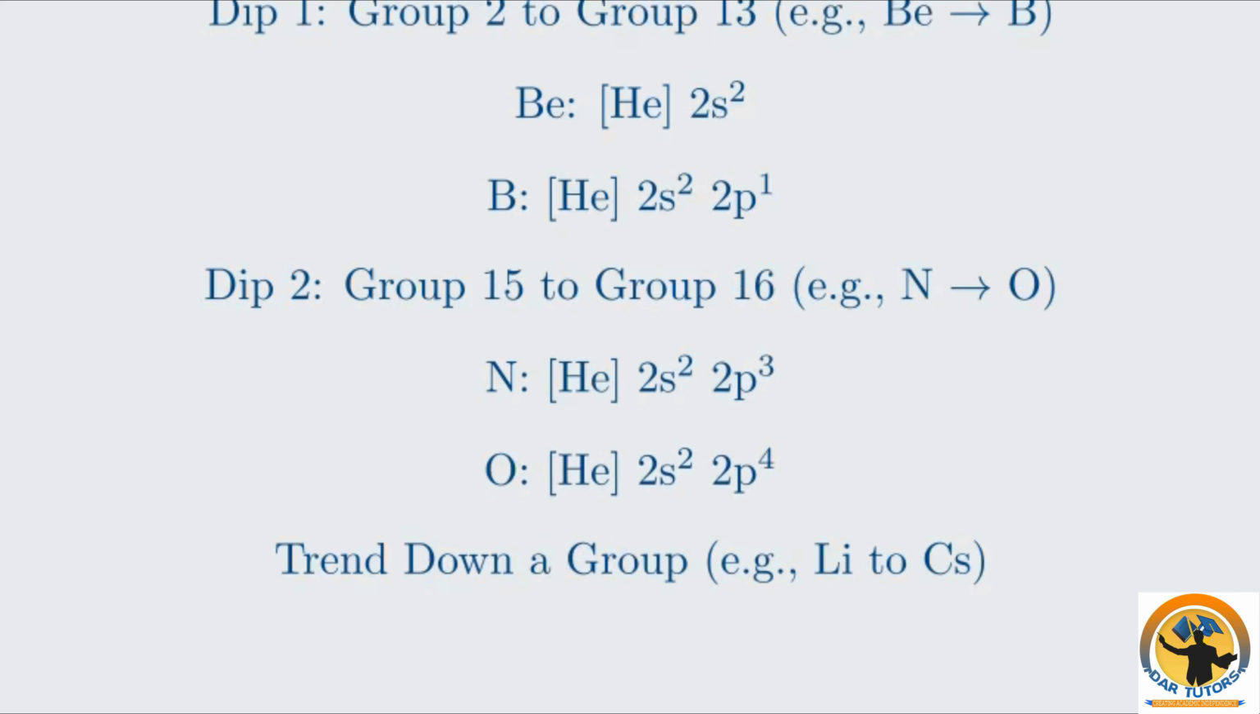The trend down a group is simpler. Ionization energy decreases. This is because atoms get larger, adding a new main energy level each time. The outer electrons are further away, and the increased number of inner core electrons provides significantly more shielding. This outweighs the increase in nuclear charge, weakening the attraction and lowering the ionization energy.